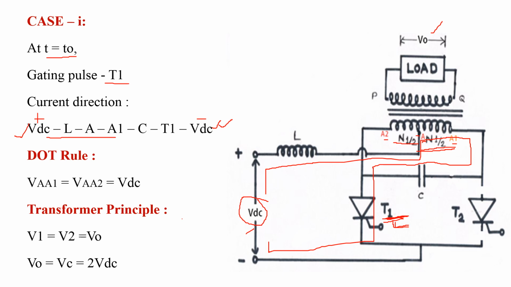The same amount of voltage, according to the dot rule, is nothing but this one. This is the voltage across terminal A to A1 and this is the voltage across terminal A to A2. These two voltages are the same, that is the same as the input voltage VDC. Okay, that is according to the dot rule.